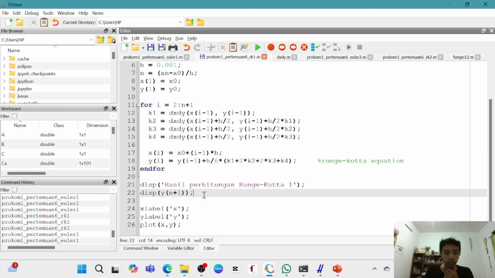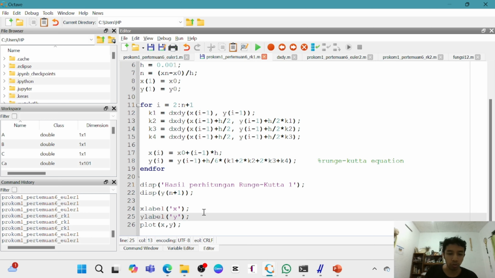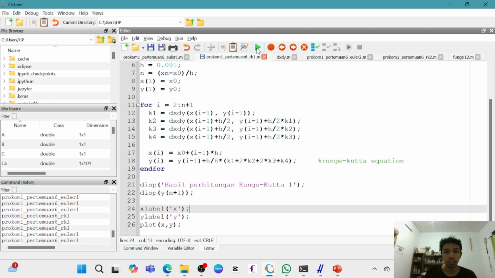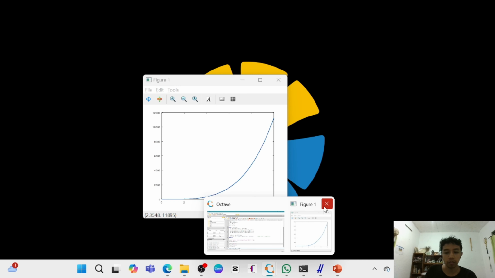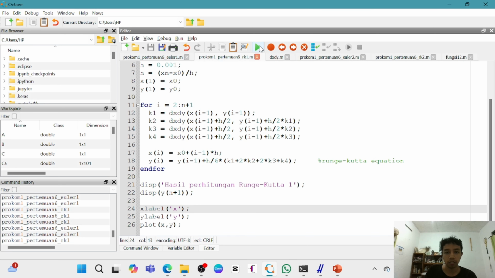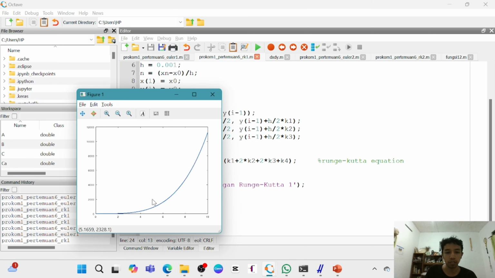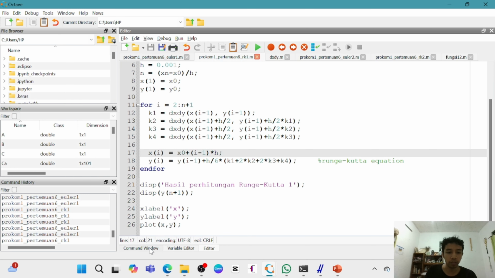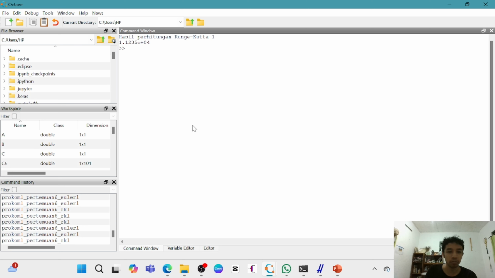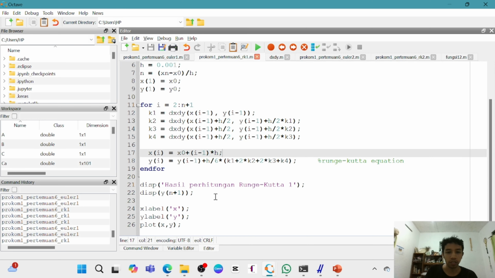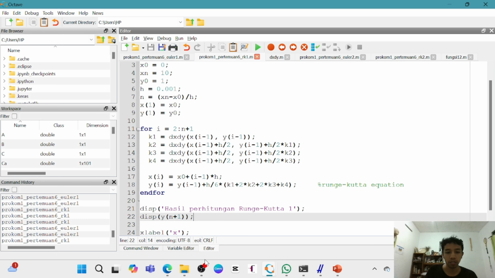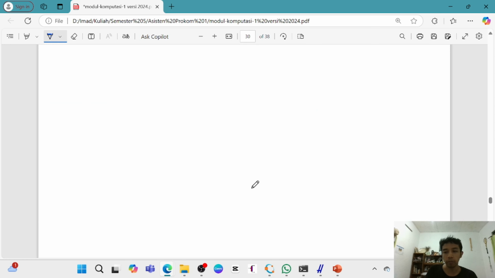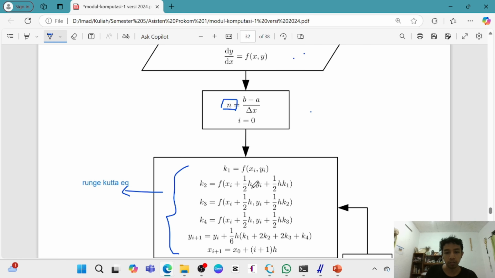Then we print the result, then we do plot on this. Maybe I run it like this, and it's quite the same as the Euler result, right? And we jump to the command window. This is quite the same. Okay, this is the question for problem one.